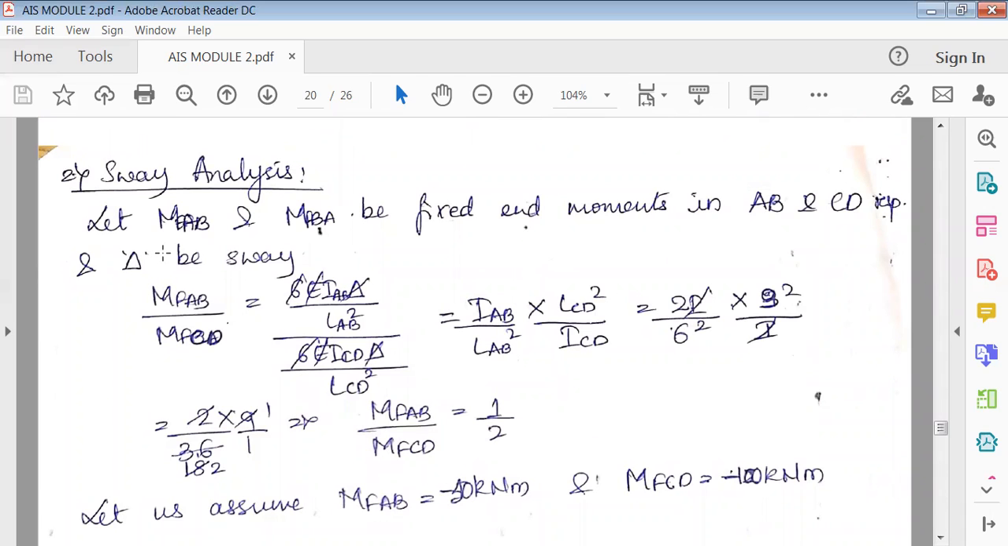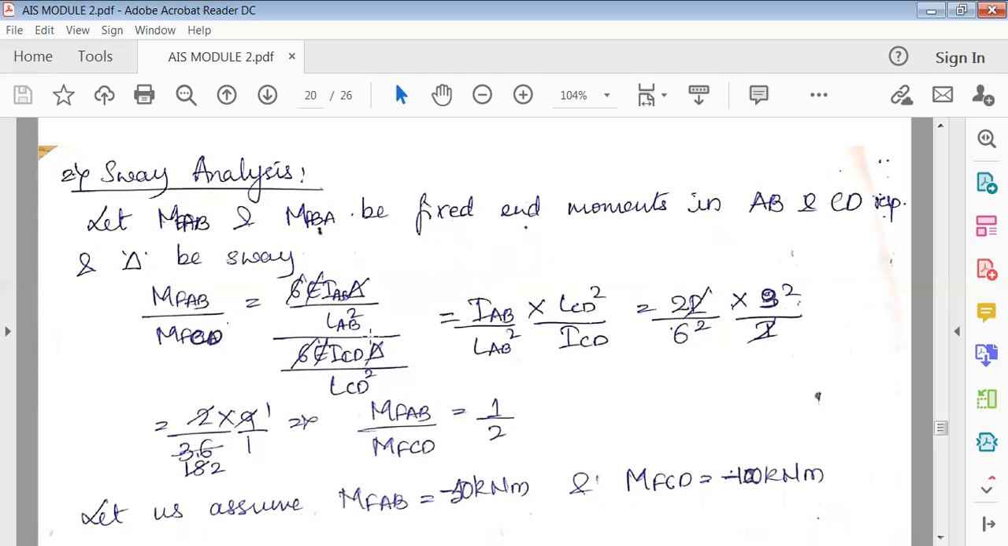We just got to know that the force is acting to the left side. Now we have to find how much the force is acting. To find this, it is MFAB by MFCD, so it is AB by CD only. This is the formula used: 6EI delta AB divided by LAB square, over 6EI delta CD divided by LCD square.